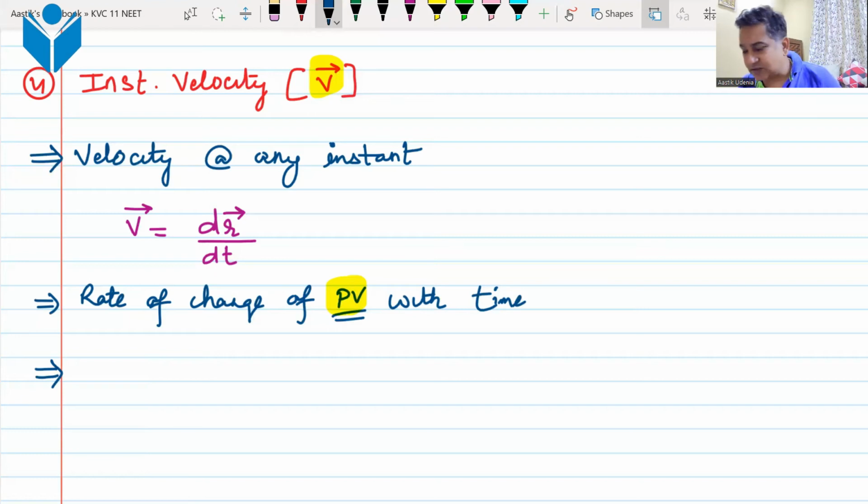So you tell me your instantaneous speed and then you add direction to that instantaneous speed. That becomes your instantaneous velocity. So instantaneous velocity is instantaneous speed with direction.